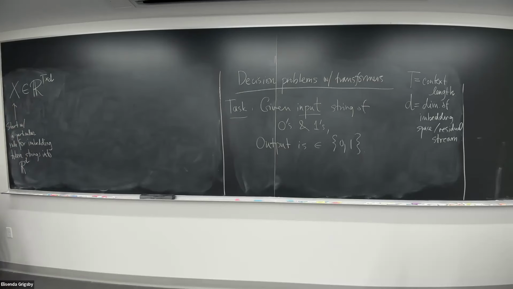So I'll say some more about this setup in a moment, but for the moment, know that you have some matrix whose rows represent the length T Boolean string, along with where in the string each zero and one occurs. Okay, so that's the input.